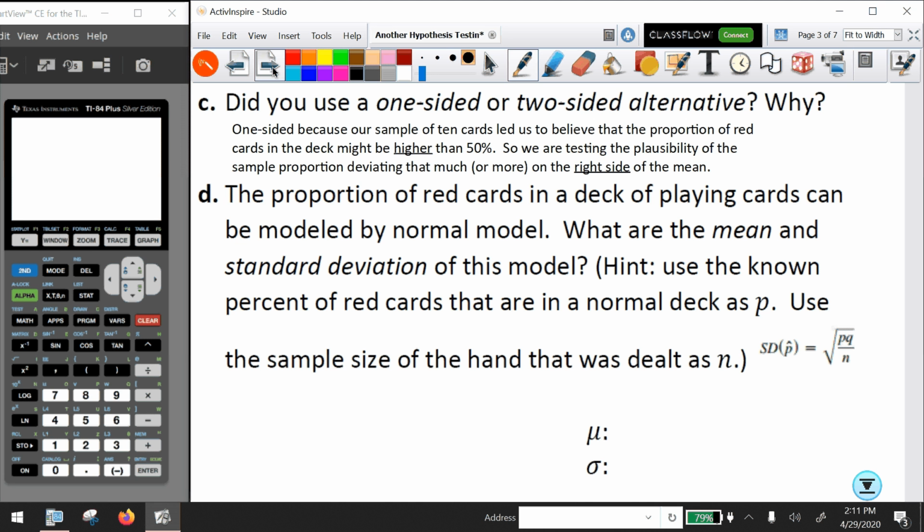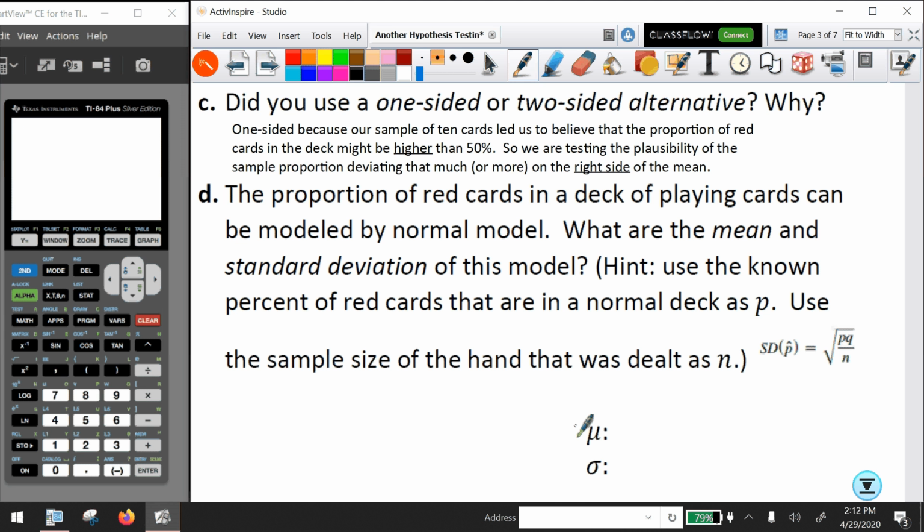The proportion of red cards in a deck of playing cards can be modeled by a normal model. What are the mean and standard deviation of this model? So we're going to build a normal model for the null hypothesis. We're going to operate under the assumption that this is a regular normal deck of playing cards, and build a normal model based on that assumption, and then we're going to test the plausibility of our sample proportion based on a normal deck of playing cards, and use that to determine if that's highly unlikely enough to reject our null hypothesis.